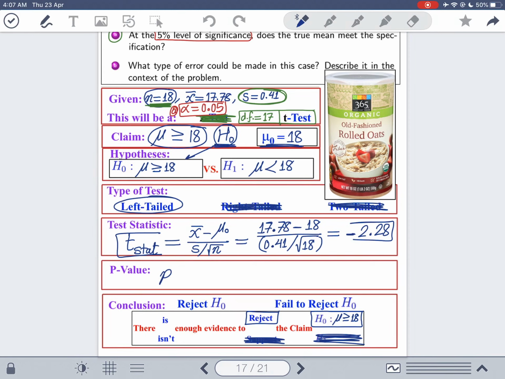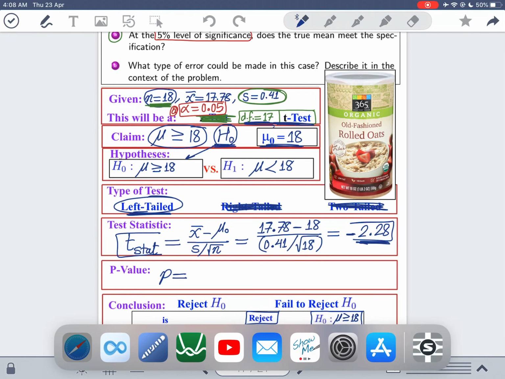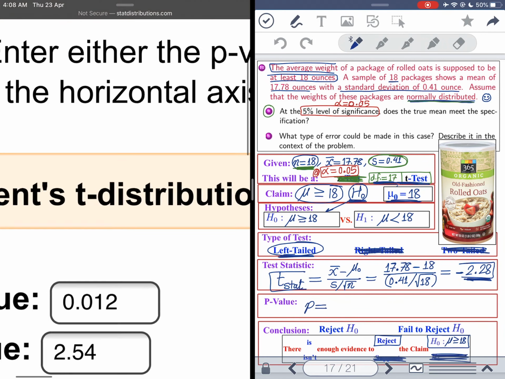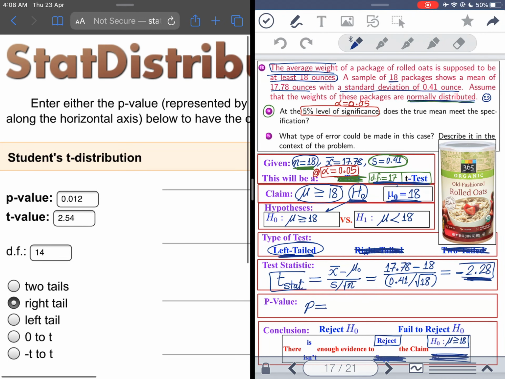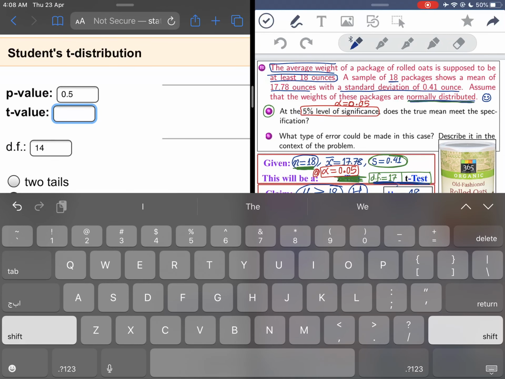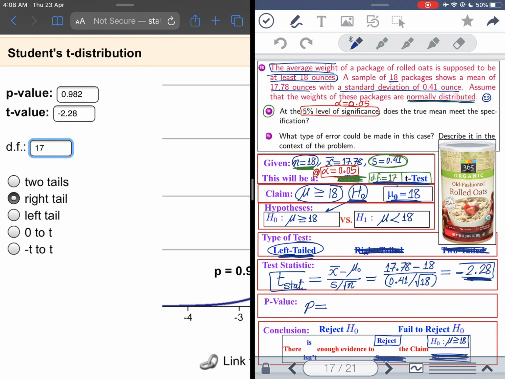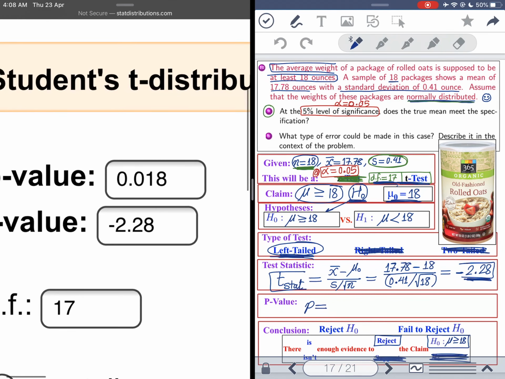Now the p-value, p equals, and now we have left-tailed, degrees of freedom 17, t-test, and t-stat is negative 2.28. So let's go to the online calculator. And is it on the t already? Yes, it's on the t distribution. We always make sure. And the t value for us is negative 2.28. Degrees of freedom, 17. And it's a what? It's a left tail test, so you put left tail. And you get the p-value 0.018.